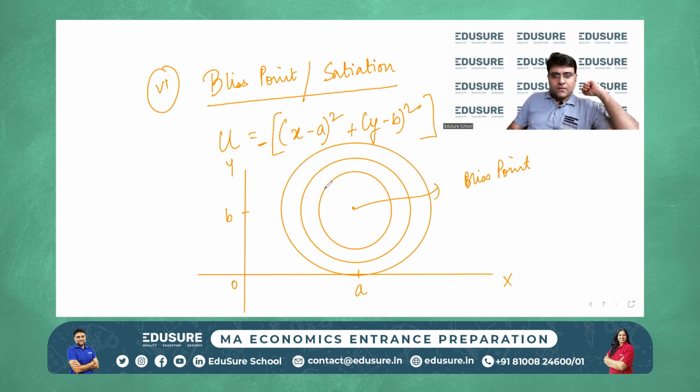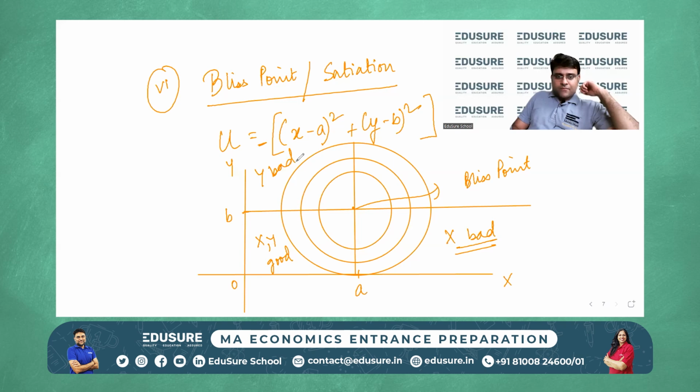All right. Please understand, you can easily draw this and divide the entire graph into 4 quadrants. So here x is less than a, y is less than b. So both are good. X is a good commodity, y is also a good commodity. Here x is higher than a, but y is lower than b. So here x is a bad commodity. Here y is greater than b, but x is less than a. So here y is a bad commodity. And in this part, both x is greater than a and y is greater than b. So x, y both are bad. So there are 4 parts to this.